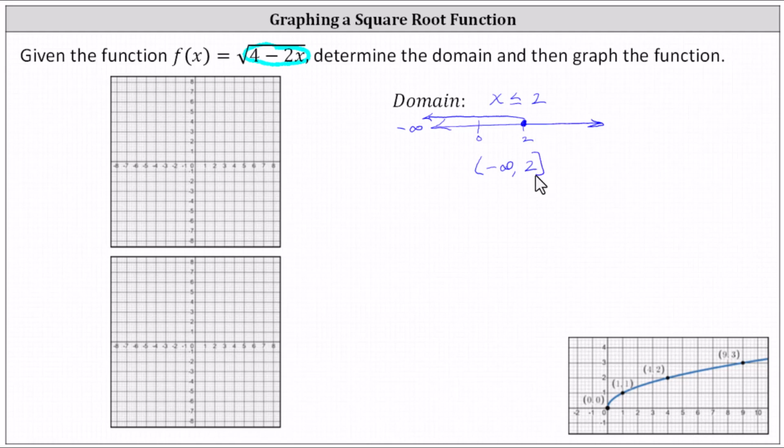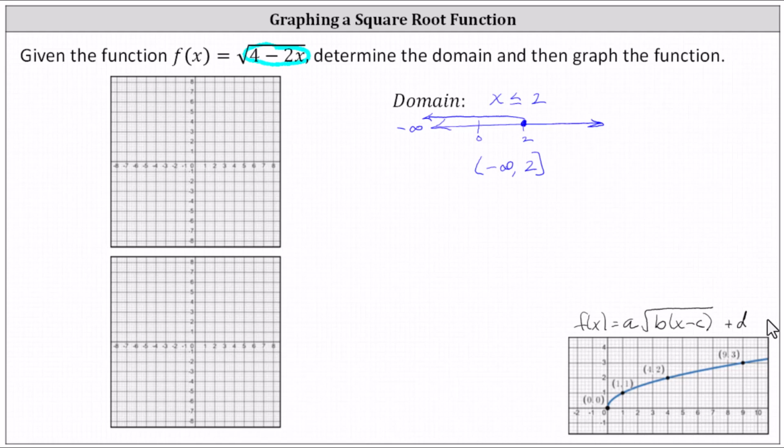And now let's graph the function f of x as a transformation of the basic square root function shown below. Recall, if we have a transformation of the basic square root function, we can write the function in the form of f of x equals a times the square root of the product of b and the quantity x minus c, plus d, where the values of a, b, c, and d indicate the type of transformation.